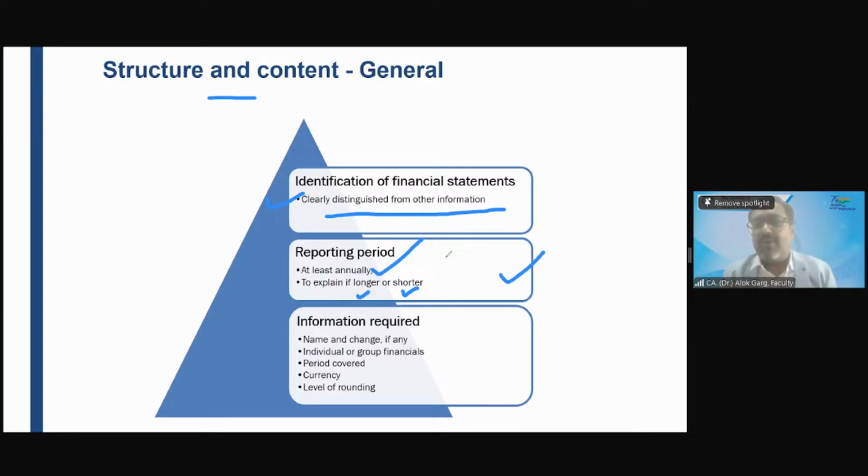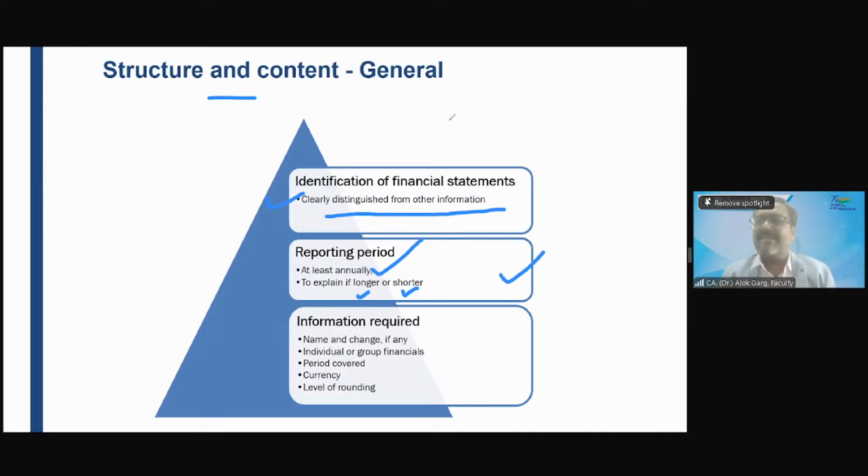So when can it be longer or shorter than 1 year? For example, a newly incorporated company that was incorporated in the month of October: then a 6-month financial statement will be the first financial statement. Or, for example, the company goes into liquidation and ends on 31st of December. In that case, a 9-month financial statement has to be prepared.